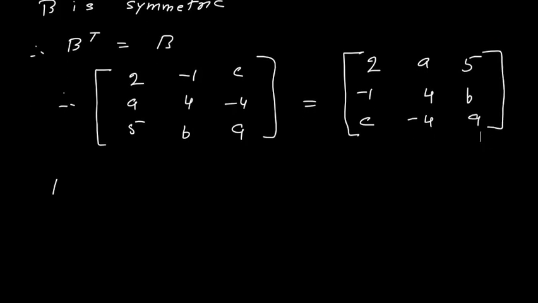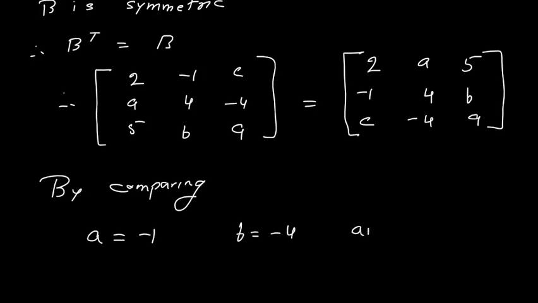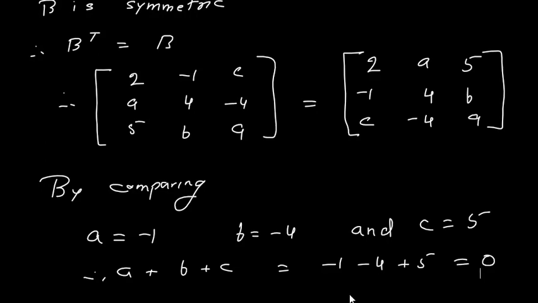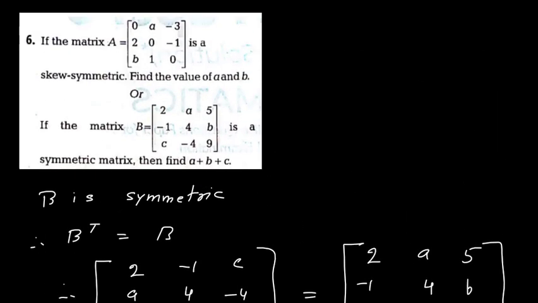So again by comparing both the sides, we get a is equal to minus 1, b is equal to minus 4 and c is equal to 5. So therefore a plus b plus c is equal to minus 1 minus 4 plus 5, and this is equal to 0. So the value of a plus b plus c is 0.